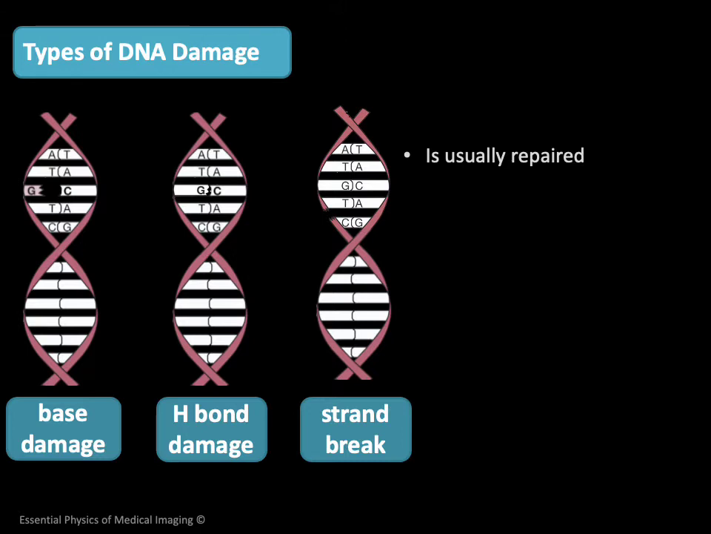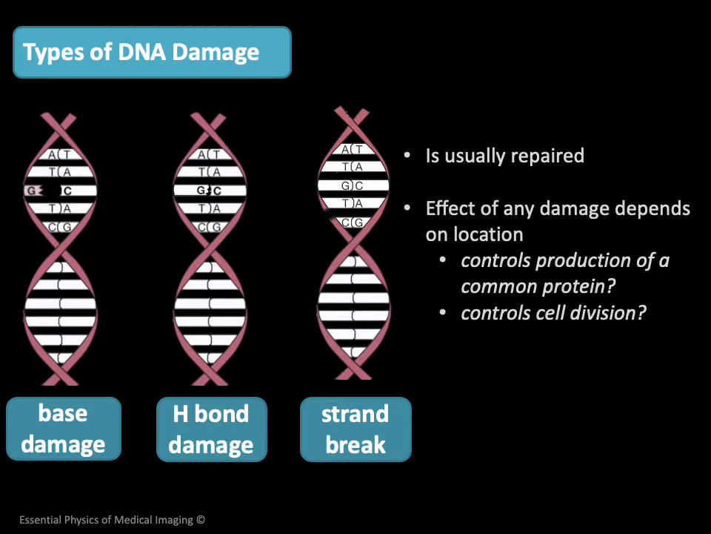However, if the break isn't repaired, the effect of the damage depends on where along the DNA strand the break occurs. If it's in a portion that controls production of a common protein, it's not a big deal because there are often other locations that make the same protein. If, on the other hand, there's unrepaired damage to a portion of the DNA that controls cell division, this can be more problematic.